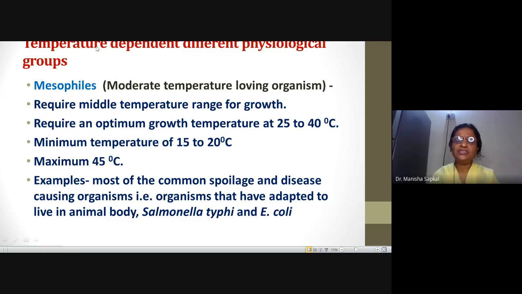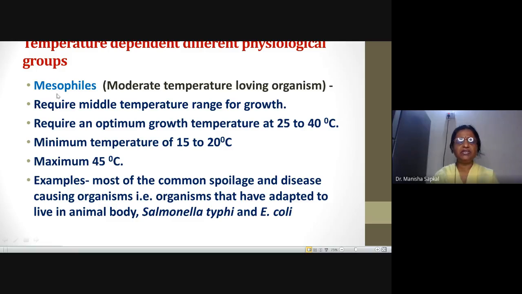And depending upon this temperature, some organisms have very low temperatures as their cardinal growth temperature range. Some organisms can grow at very high temperature and some will grow at the middle temperature. Depending upon that, there are different physiological groups of the organism. Depending upon temperature requirement, organisms are divided into different types.